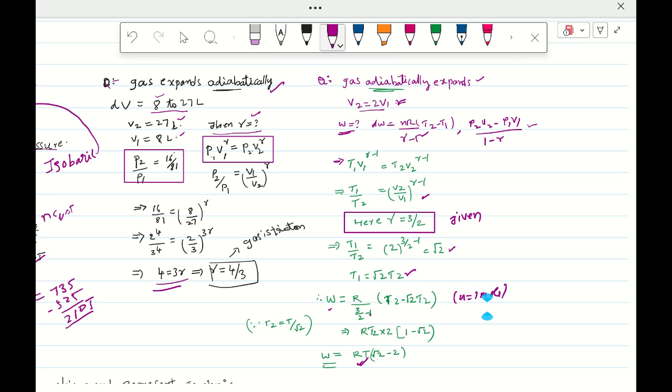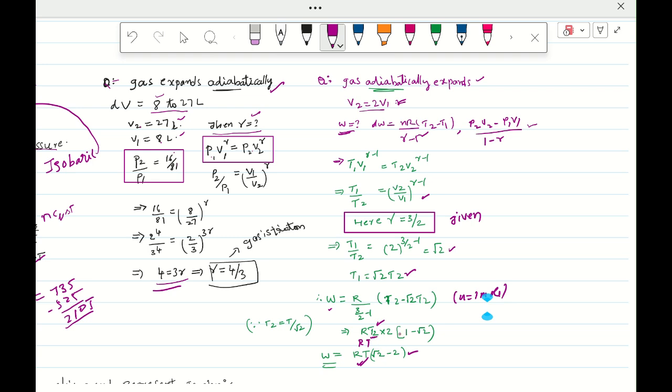So R by 3 by 2 minus 1, gamma minus 1, that equal to 1 by 2 will come, that 2 will go up. R and T2, T1 plus root 2 into T2, T2 take common. Therefore, R T2 into 2, this denominator 2 will come, 1 minus root 2. Therefore, RT into 2 minus root 2 minus 2, work done. So, if in terms of T1, if I want to write means, substitute here, T2 is equal to T by root 2.